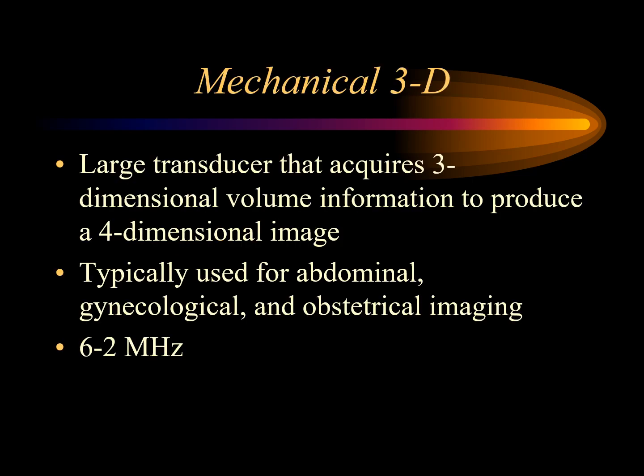A mechanical 3D probe is a large transducer that acquires three-dimensional volume information to produce a four-dimensional image. So that fourth dimension is motion or movement. This is typically going to be used mostly for OB scanning to get those pretty 3D pictures that we all know. And the typical megahertz or frequency on these probes is 6 to 2.